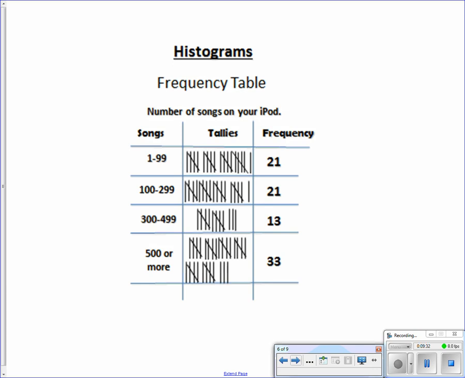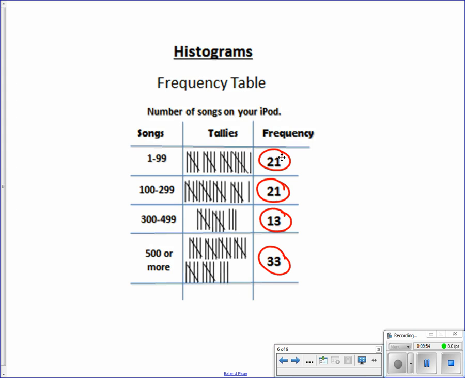So here what we have is the number of songs. I did a tally mark just like I was doing. I continued through the whole list, and I found out that I had 21 songs between 1 and 99. I did my tally marks between 100 and 299, and that was 21. Between 300 and 499, I had 13, and 500 and more, I had 33.